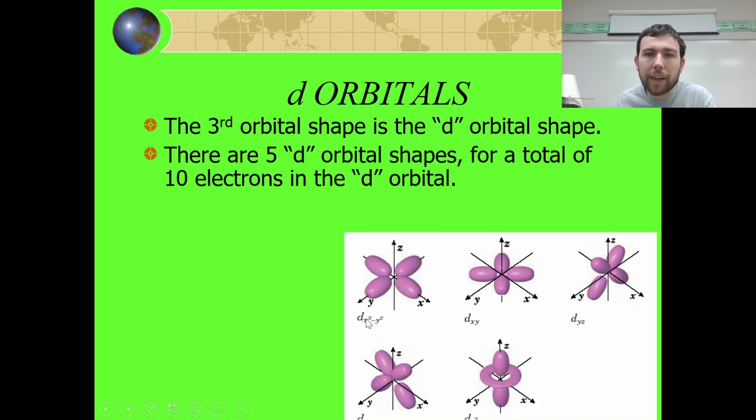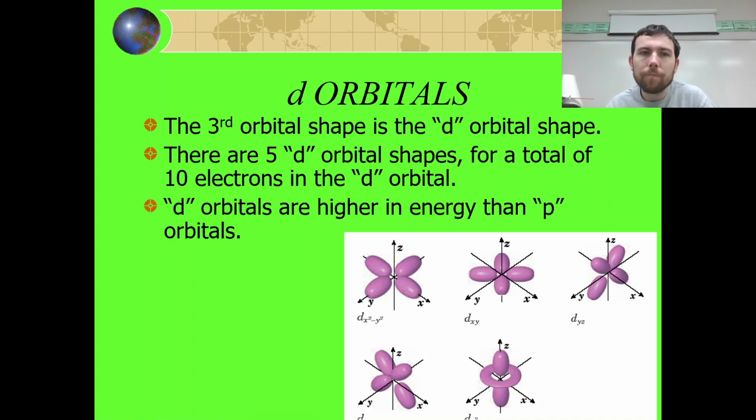So you've got the dx squared minus y squared, you've got the dxy, you've got the dyz, you've got the dxz, I'm assuming, and then you've got the dz squared. So those are your different designations of d orbitals. Now, because you've got 5 orbital shapes, that means you get a total of 10 electrons in the d orbital. And if you count the number of elements in the row of transition elements, it corresponds to 10.